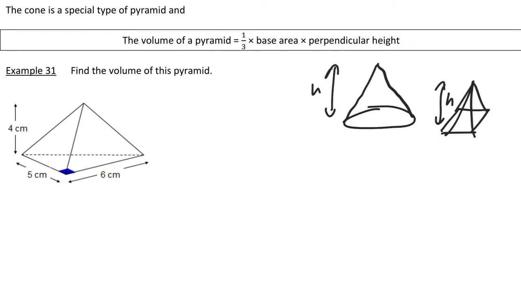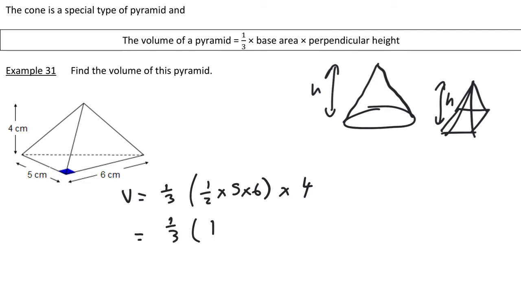So for this pyramid, what we can say is a triangular base pyramid. So the volume is going to be a third of the base area. The base area is a right angled triangle, so that's a half times 5 times 6, times the perpendicular height, which is 4. So that's a third times 15 times 4, which works out to be 20 cubic centimetres.